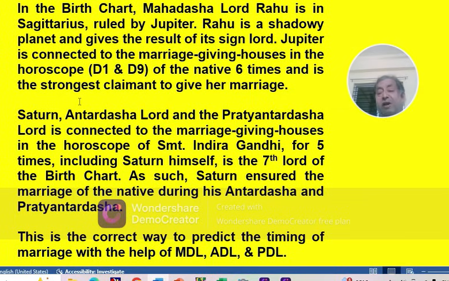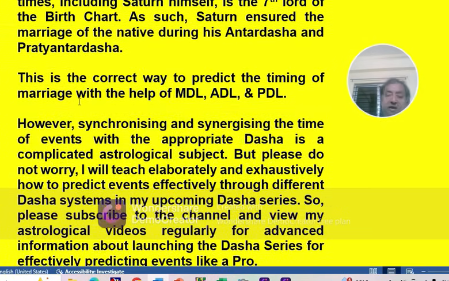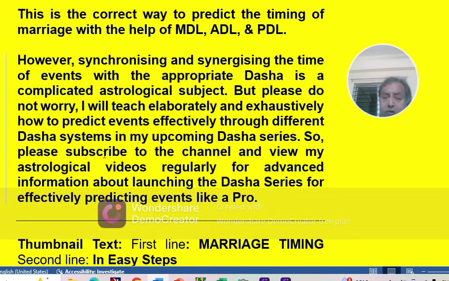It is as simple as plain water, as if you are taking a glass of plain water. I have made it plain water. It is your only duty to take it. This is the correct way to predict the timing of marriage with the help of MDL, ADL and PDL. MDL means Mahadasha Lord, ADL means Antardasha Lord, and PDL means Pratyantardasha Lord.